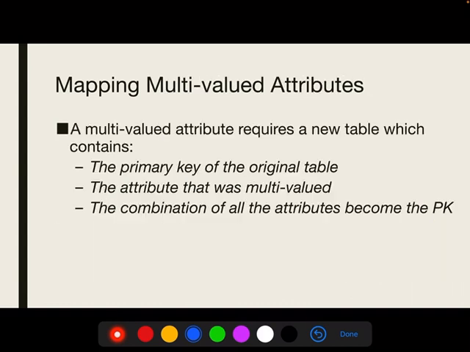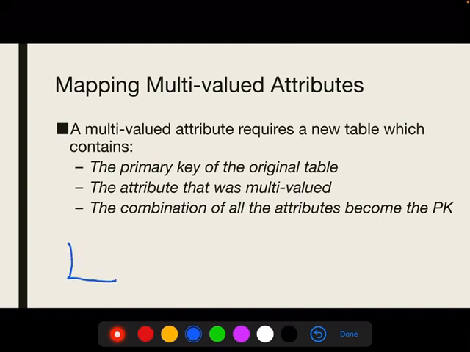Now, we didn't talk about multi-valued attributes. As you remember, multi-valued attributes are not allowed in the relational model. An attribute value in the relational model is a single atomic value. So for multi-valued attributes, you're going to have to make a new table to hold all those values.